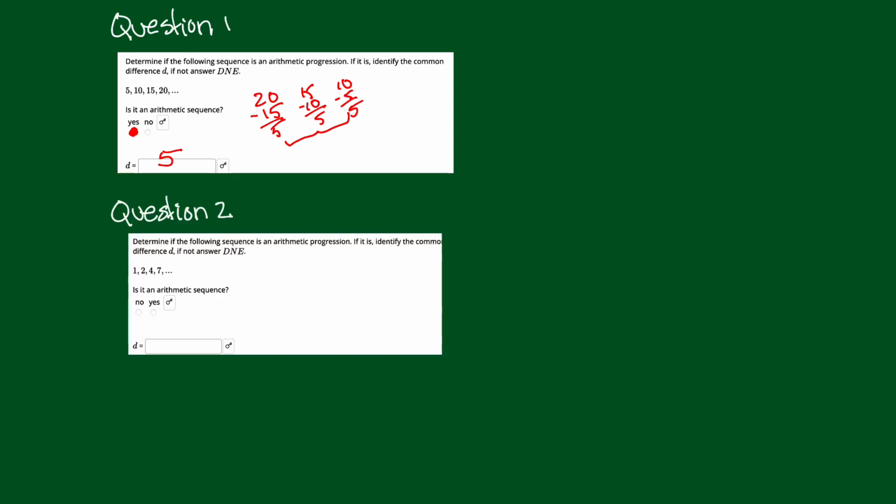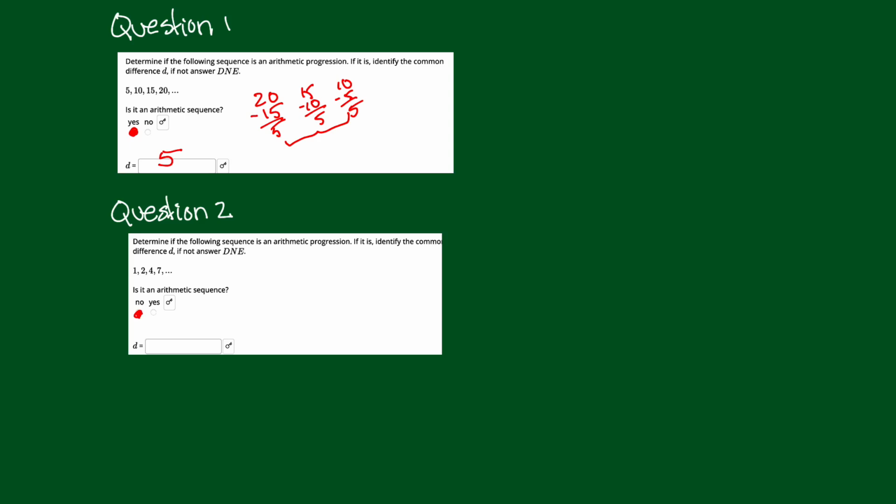Question 2, what do you think? Is this sequence arithmetic? Well, look, from 1 to 2 I add 1, then I add 2, then I add 3. This is not common, right? There's no common number to add each time. So I'm going to say no.